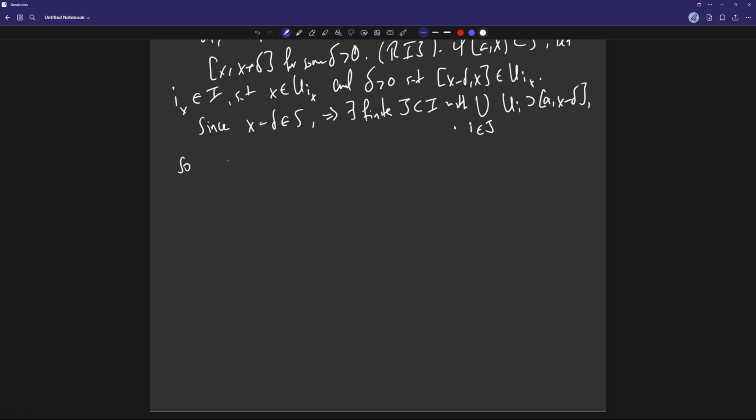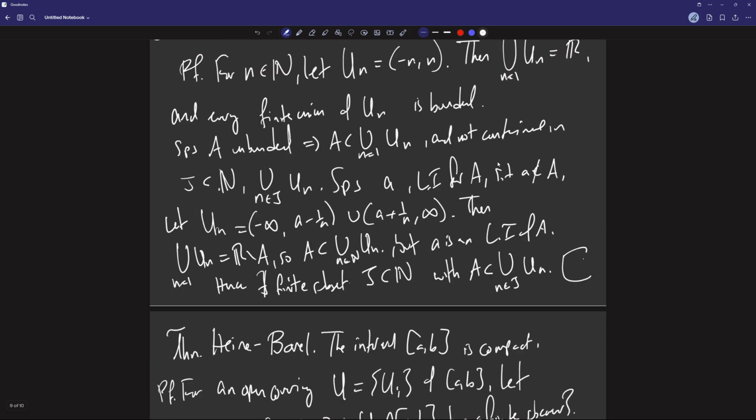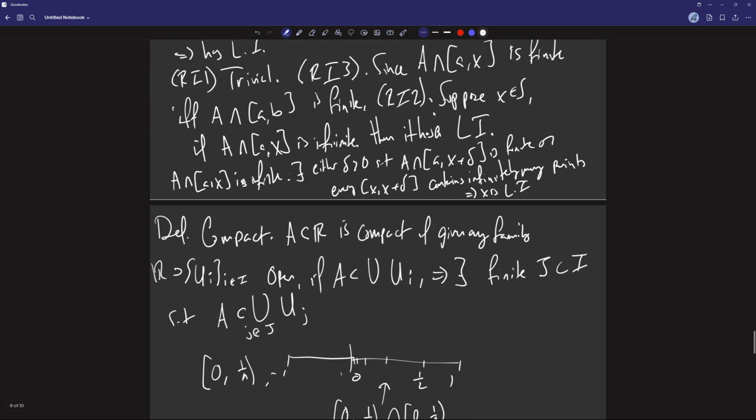So Ui, given i's in J, unioned with U_ix covers a to x. And this is our finite subcover. This will be our finite subcover. And that completes compactness. Should also probably do these here.